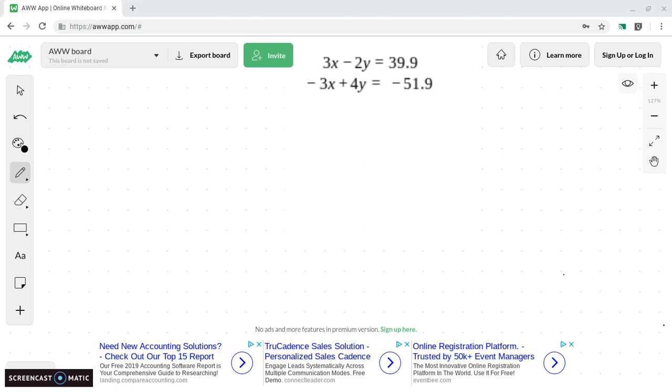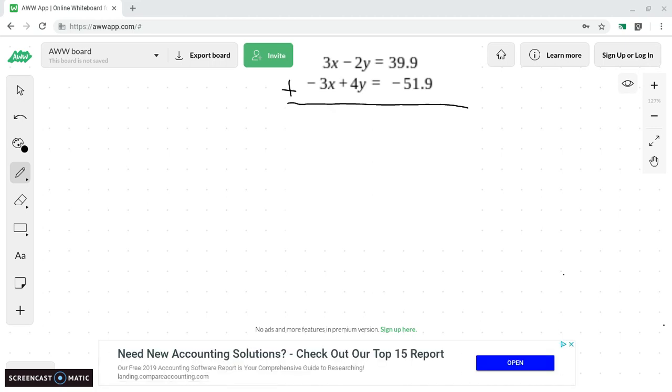If we were to use elimination, our x's would go away. We have a positive 3x and a negative 3x. So we're going to use elimination for this one. We're going to draw a line and add each column. When we add each column, our x's go away, so we can cross those out. Then we have negative 2y plus 4y, which is a positive 2y. Then we bring down our equal sign, and we have 39.9 plus a negative 51.9, which is a negative 12.